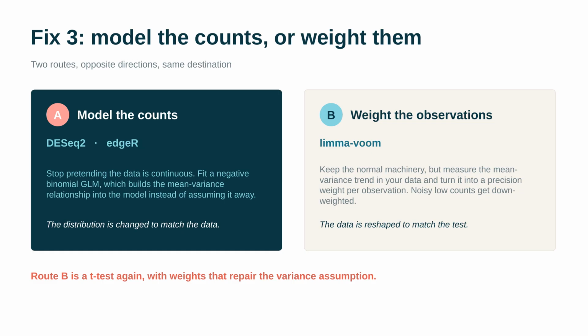Route 2. Keep the normal machinery, but tell it which observations to trust. That is voom. It measures the mean variance trend in your actual data, converts it into a precision weight for every single observation, and hands the weighted data to limma. Low counts get downweighted because they are noisy. High counts get trusted. Both routes work. Both are used in production. And notice what route 2 really is. It is a t-test again, with weights that repair the variance assumption.